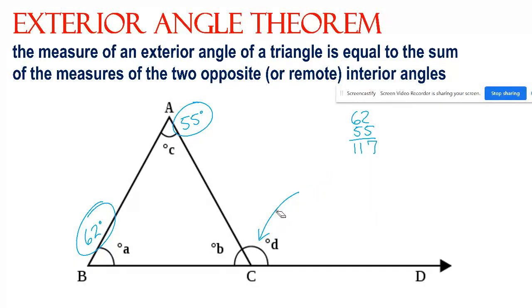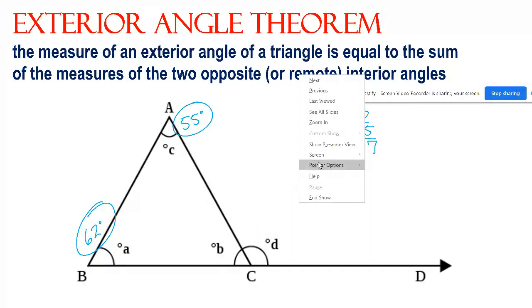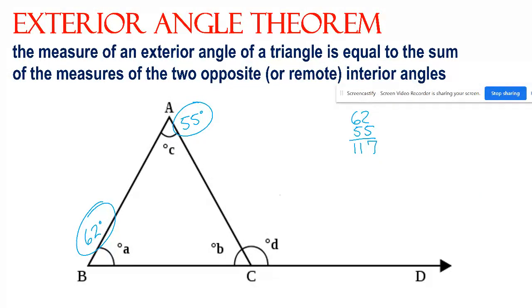So let me erase some of this extra stuff here. So we added up the two angles we knew already, the 55 and the 62. We got 117. If I want to find my third angle, I'm just going to take 117 and subtract it from 180 because I know those have to add up to 180. So when I do that, I get 63 degrees. So this is 63 degrees.